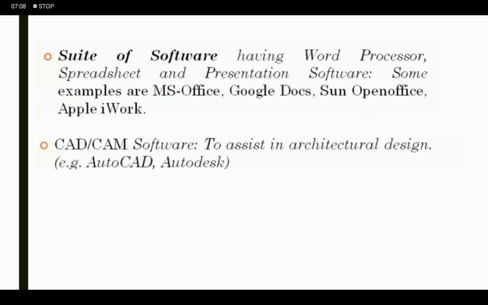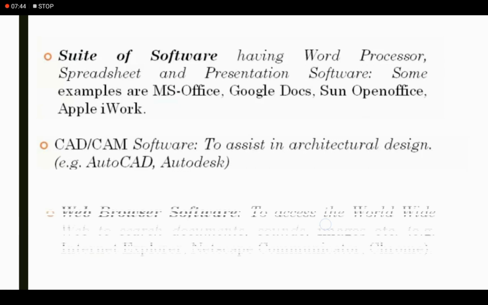CAD and CAM software assist in architectural designs, for example AutoCAD, Autodesk. These softwares are basically used for creating or designing structures, the structure of a house, the structure of a building and other things also. This is a widely used software, AutoCAD, by which we can make different structures of buildings and other things.